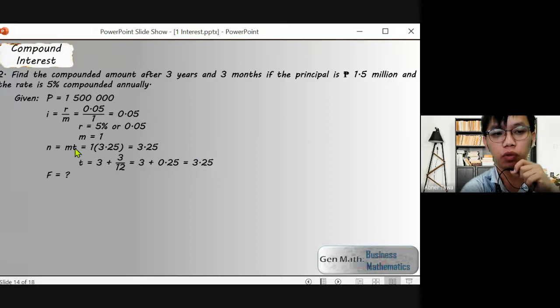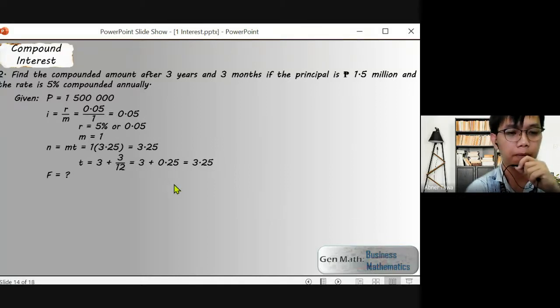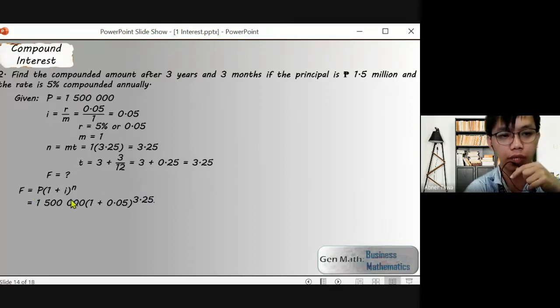Then we're just going to substitute dito sa formula ng pag-solve ng N. And that will be 1 times 3.25, which is still the same as 3.25. Okay, so that will be our N. And then the unknown here is the compounded amount, that is the same as the future value. Then we can use here the formula F, which is equals to P multiplied to 1 plus I raised to N. That is the formula for F.